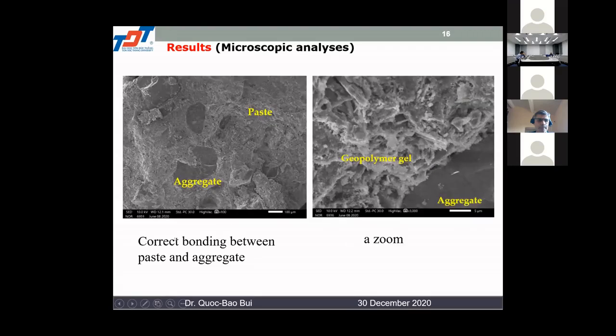And we can see also the correct bonding between the paste and the aggregate. For example, in this picture on the left, we see the aggregate and the paste. You can see the interface is correct. And if we zoom in at 5 micrometers, we can see also the geopolymer gel with the tabular form and the aggregate.